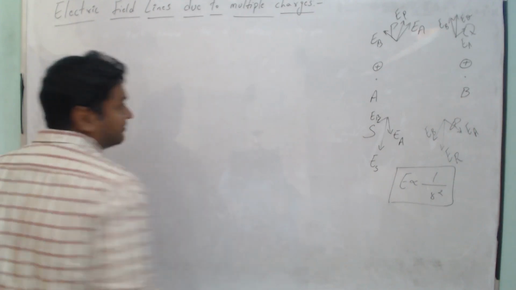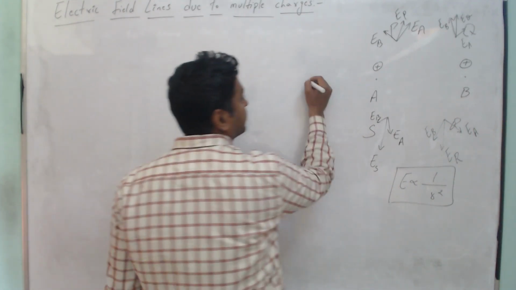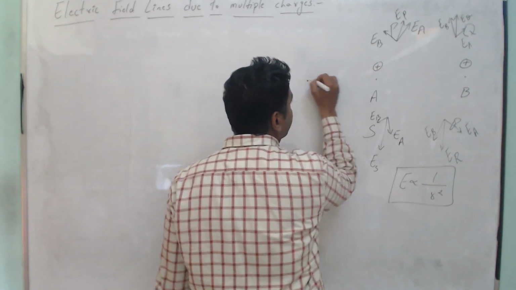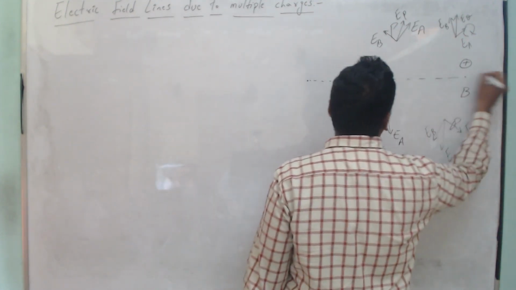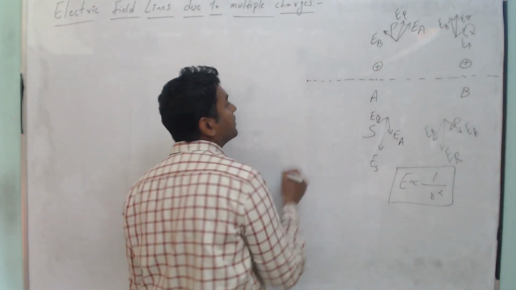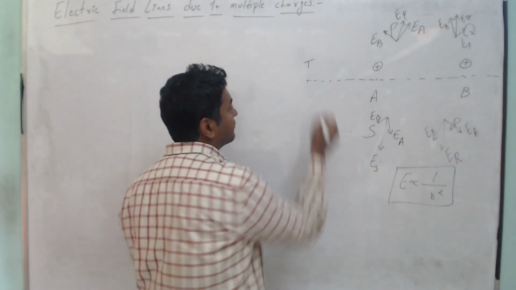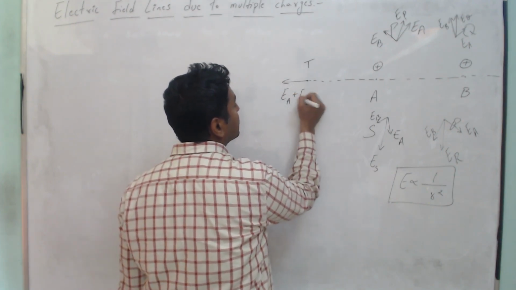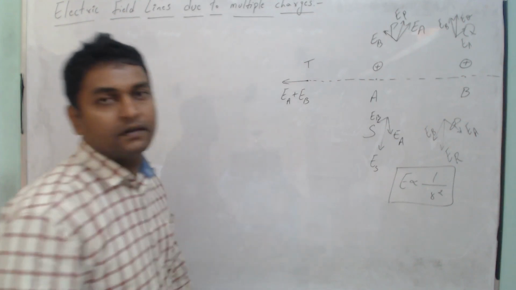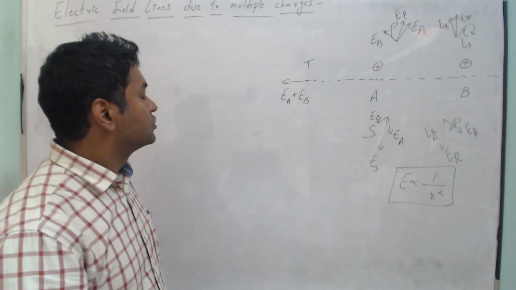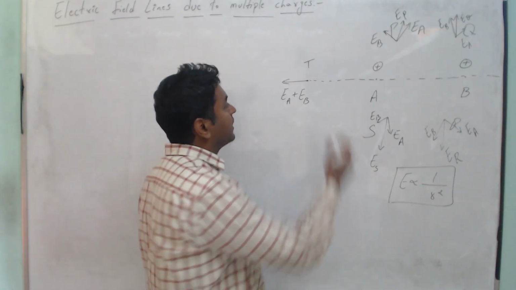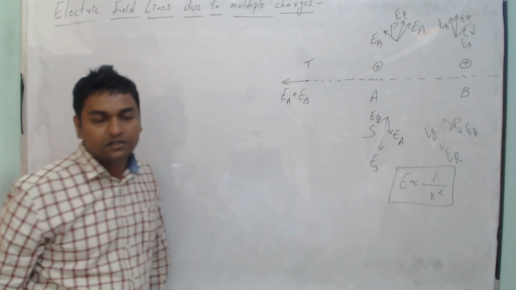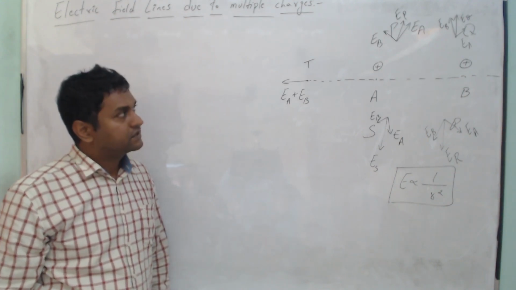I will just add one more point for our understanding. Along the line joining AB, if I take some point, let's say T, the electric field due to A and B both will be in the same direction, correct? So basically I don't get two lines, I get the same line, and the resultant will also be in the same direction, correct? Is this clear?